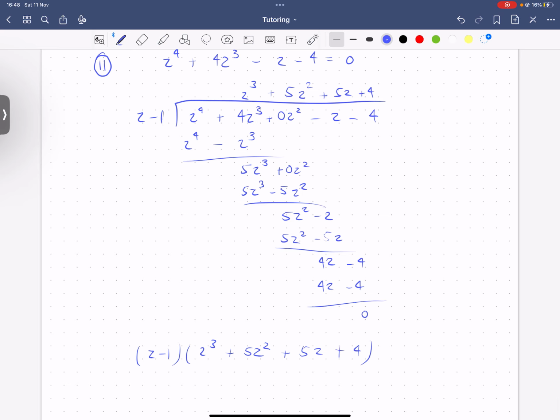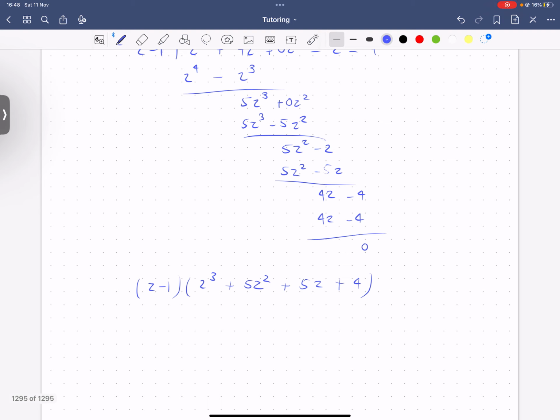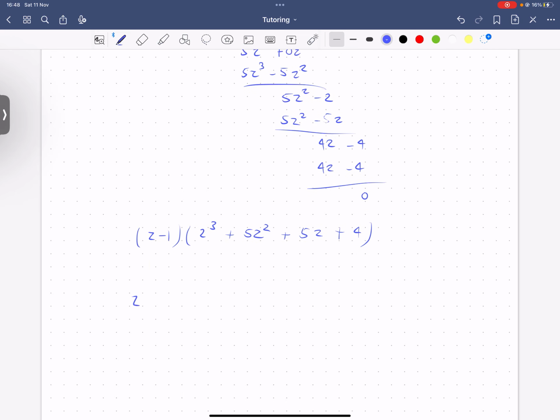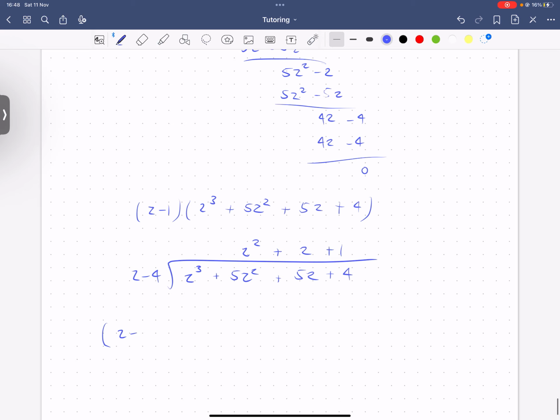So that's a cubic equation, which means there's going to be 2 more complex solutions. So that means there has to be 1 more real solution. Let's have a go at substituting in some values. I just quickly got minus 4. So minus 4 is a value. So z plus 4. Polynomial divide by z plus 4. So z cubed plus 5z squared plus 5z plus 4. Now if you do that, you get z squared plus z plus 1. So our new factorization is z minus 1, z plus 4, and then z squared plus z plus 1.